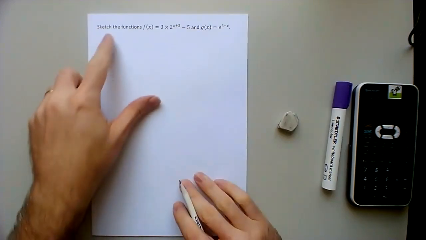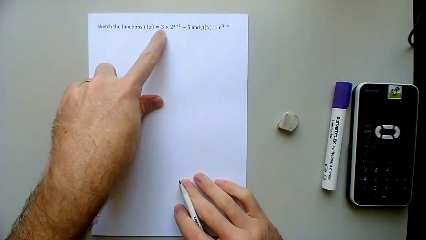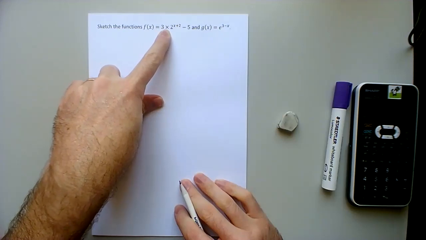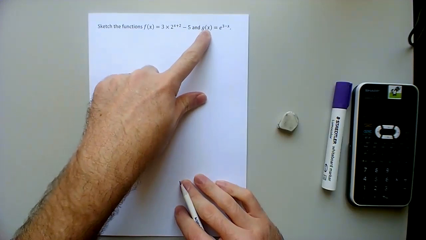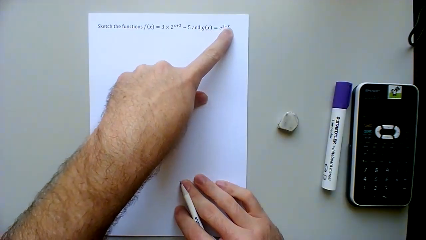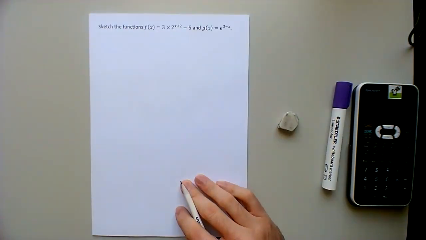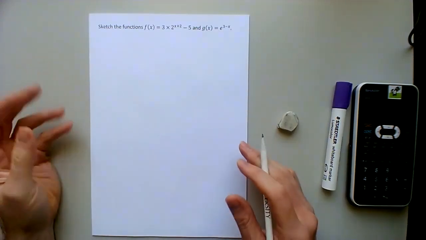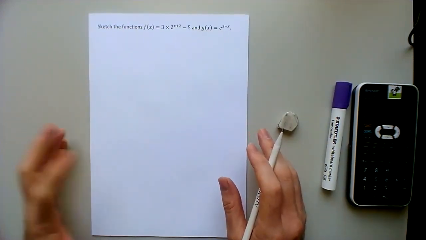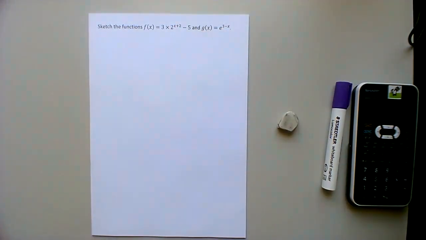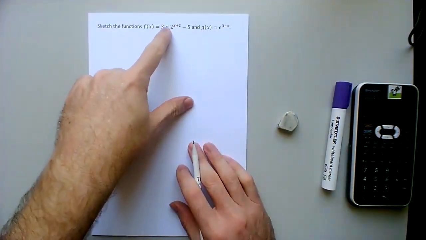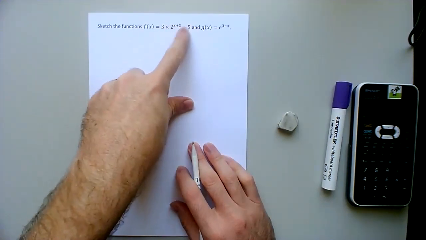Well, my problem says sketch the functions f of x, which is equal to 3 times 2 to the power of x plus 2 minus 5, and g of x, which is equal to e to the 3 minus x. I presume when it says sketch the functions, it means the graphs of the functions. And I can do that because I know what 2 to the x and e to the x look like, and I can transform them based on what the functions say about how they've changed.